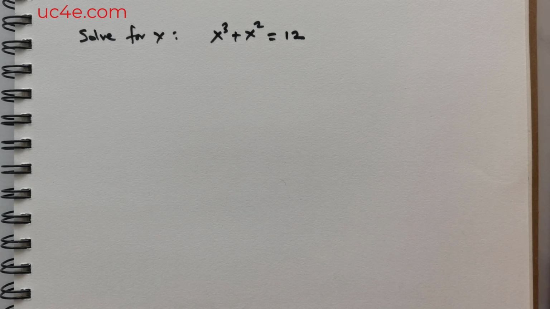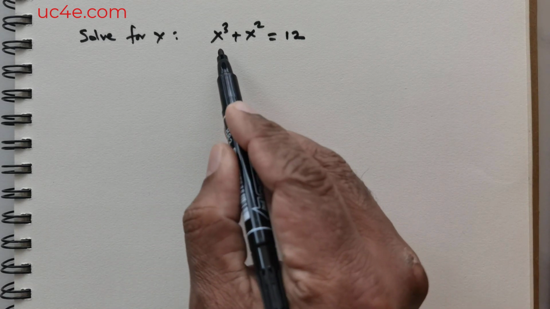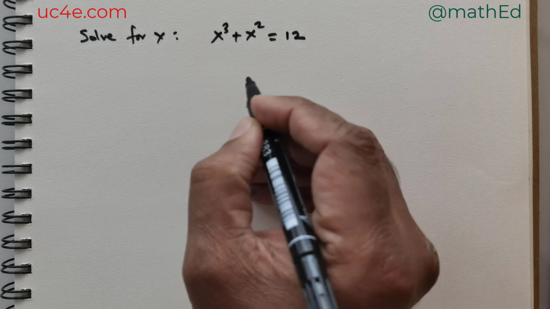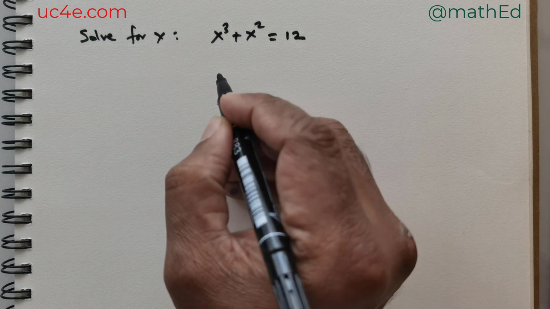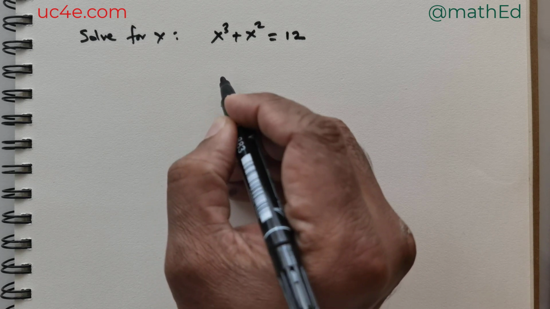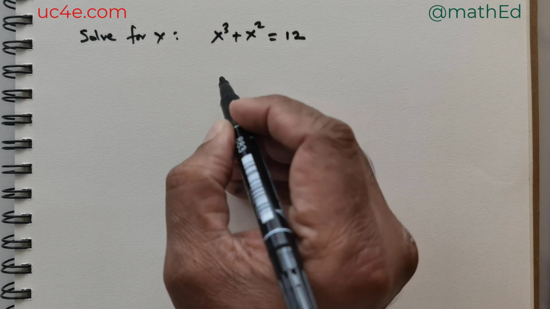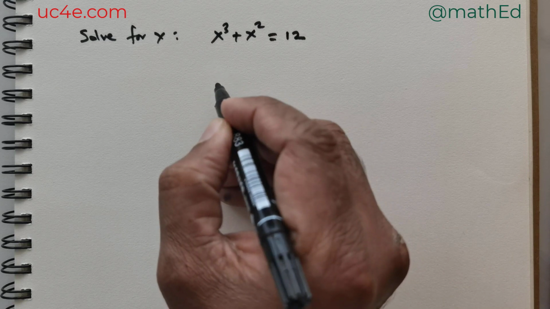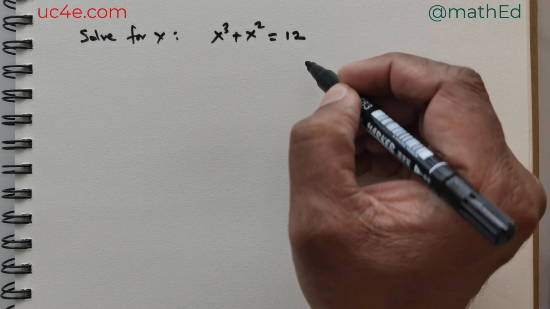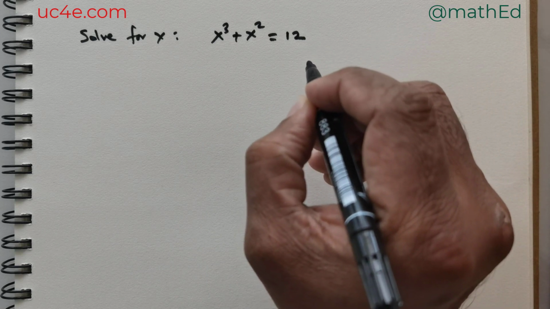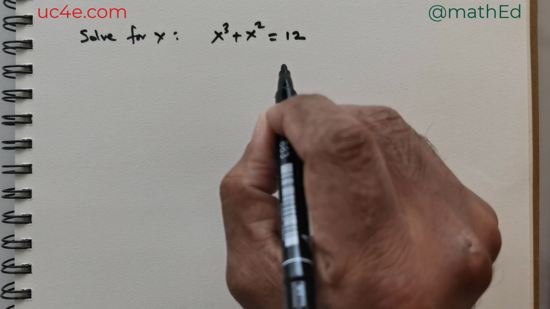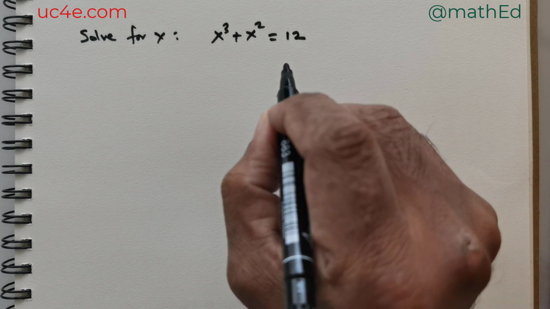Hi everybody, we've been given this equation x cubed plus x squared is equal to 12 and we are expected to solve for x. Now I know that many people would start off in the following fashion, and this particular way of solving this question would be considered ambiguous and filled with error. And I will tell you why it is filled with error and why it is ambiguous.